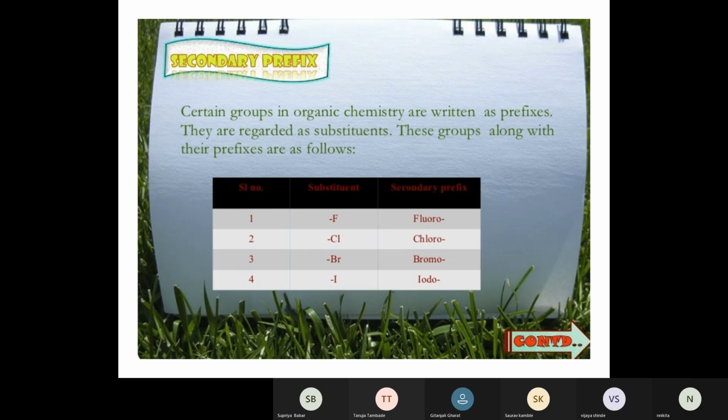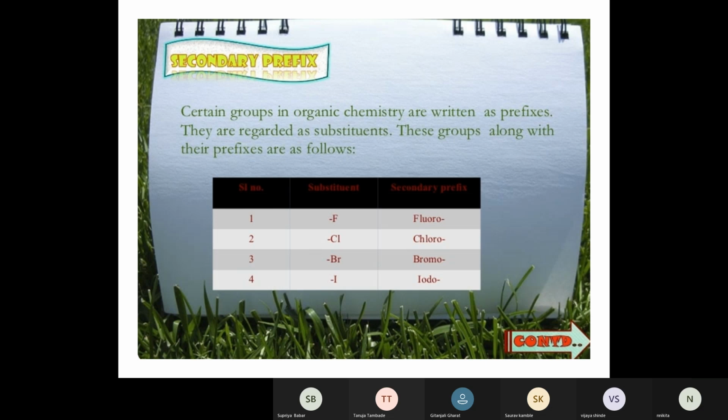It comes as a prefix, meaning it will come at the start of that compound. When we start writing the IUPAC name for that compound, the prefix comes at the start, okay, not at the end. Prefix, you have to write before the name. Before the name we will use the prefix.